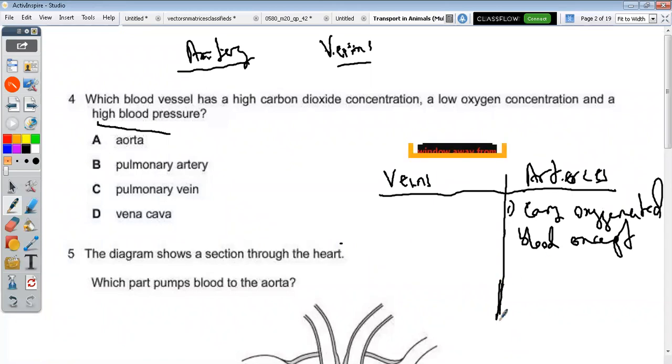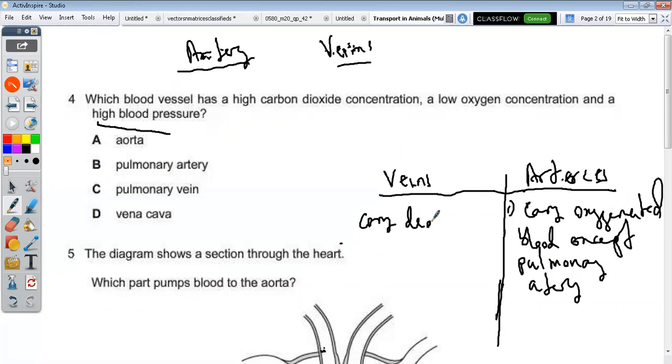So he wrote notes, but he didn't read it. Except the pulmonary artery, because the pulmonary artery carries deoxygenated blood from the heart to the lungs. Then I said the veins carry deoxygenated blood. That is the way to read. If you don't read, you will be lost.